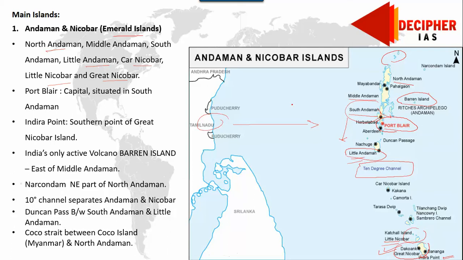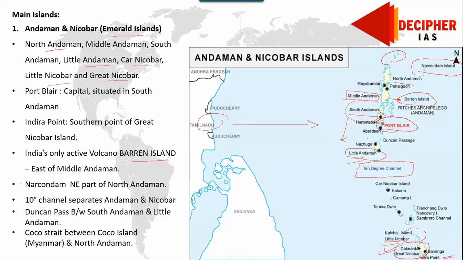We have also talked about Barren Island. It is east of Middle Andaman. Please do remember these locations, because the examiner may try to confuse you with South Andaman or North Andaman. Good. Narcondam is situated in the northeast part of North Andaman. There we have the Narcondam Island. And the Ten Degree Channel that separates the Andaman and Nicobar, we have already discussed. Duncan Pass is between South Andaman and Little Andaman.